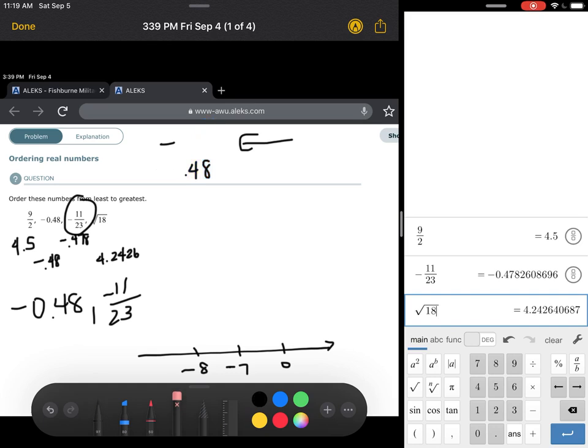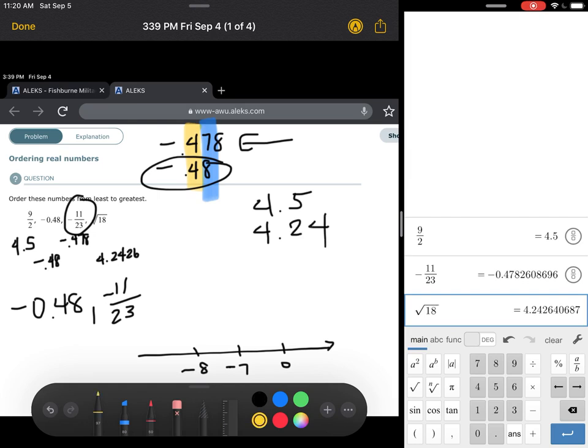Now, I'm out of my negative numbers, so I don't have to worry. I'm going to keep that up there for you guys, so please don't erase it. All right, so there you go, negative 11 over 23. Then I look at my positive numbers. I have 4.5 and 4.24. Again, I look at my first number to the left. That is 4. They're the same number, so I can't order those.